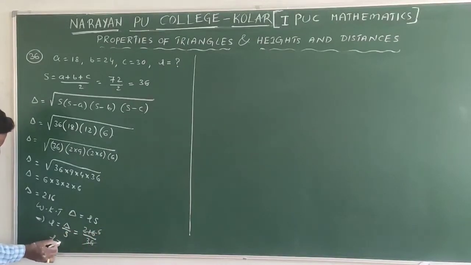So finally we got the R value is 6. R value 6 means option C is the correct answer.